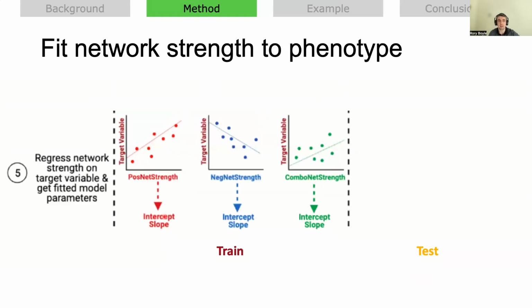You then regress these 3 network strength values on your target variable, and you obtain your fitted model parameters. So you do this separately using a linear regression for each of your 3 network strength values, and you obtain the model parameters, which are a model intercept and a model slope. And you save these and store these for use later.